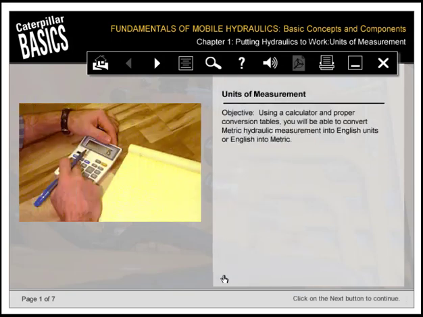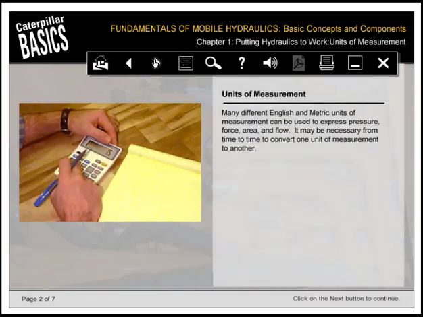Objective: using a calculator and proper conversion tables, you'll be able to convert metric hydraulic measurement into English units or English into metric. Many different English and metric units of measurement can be used to express pressure, force, area, and flow. It may be necessary from time to time to convert one unit of measurement to another.